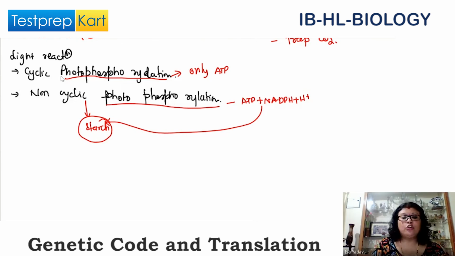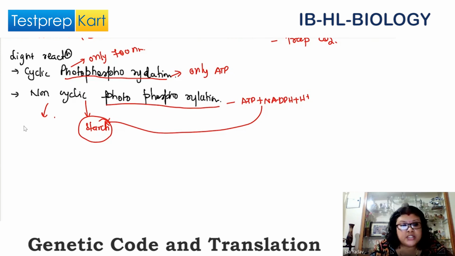In cyclic photophosphorylation, it will work only at 700 nanometer. Non-cyclic photophosphorylation works at 680 and 700 nanometer. Okay, these are the important things, Sana, that you need to know about this particular concept.